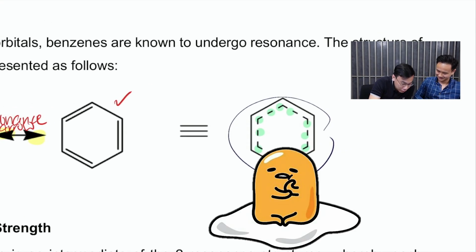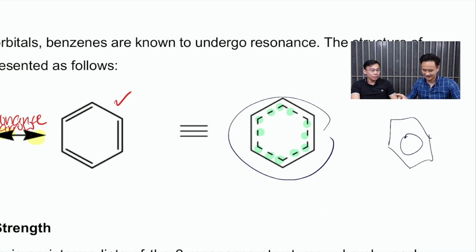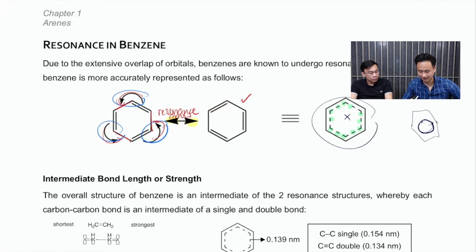I'll draw it like an egg yolk, maybe like this. Exactly, so much simpler. And this is how we draw benzene, just a simple circle in the middle. Don't waste time doing this, okay? And that's it. So this is how benzene looks.